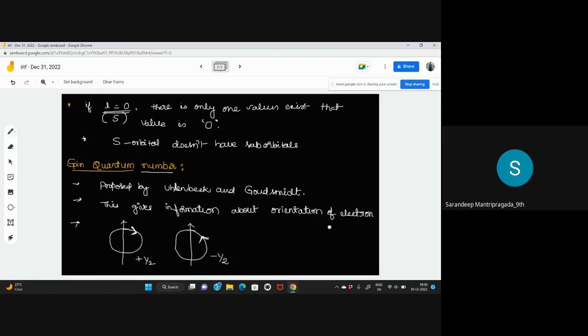Sir, how do we know whether it is moving in a clockwise or anti-clockwise direction? That we can't know. Simply, it is a prediction only. Okay, sir.